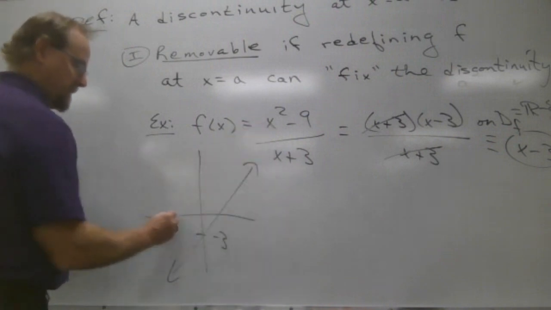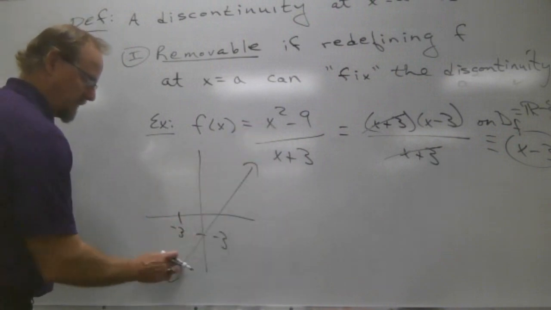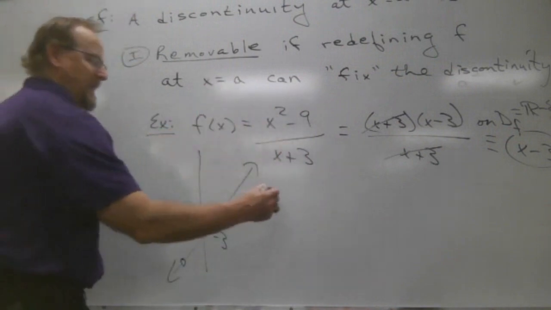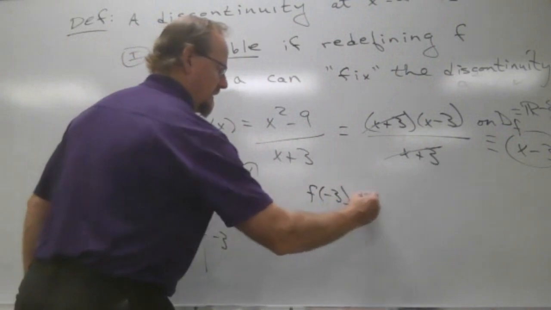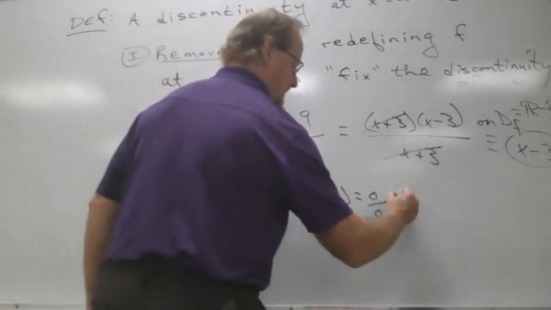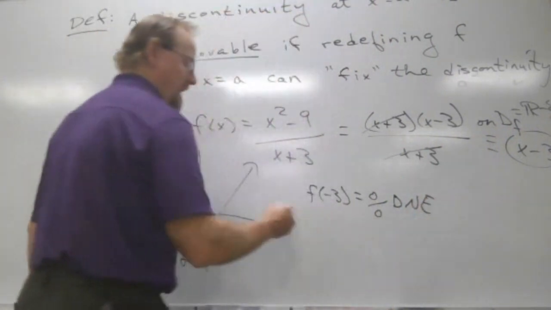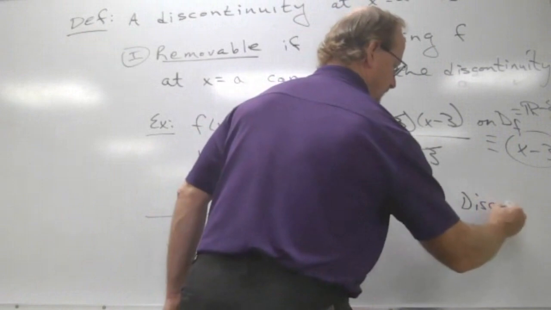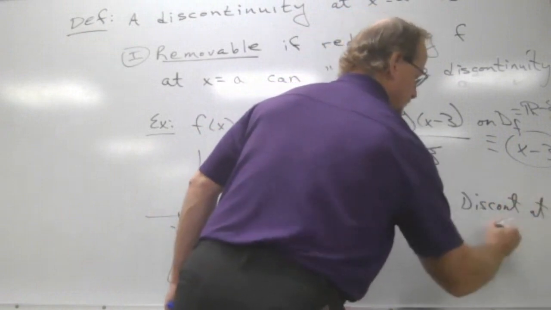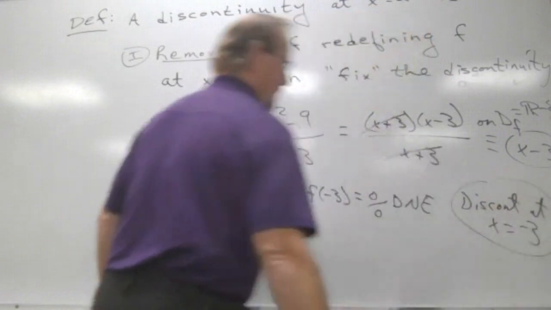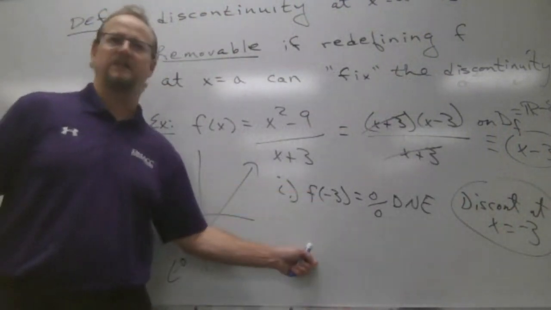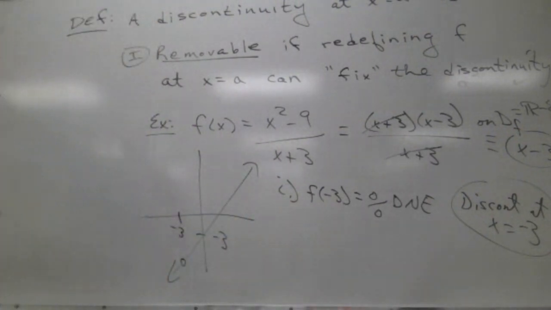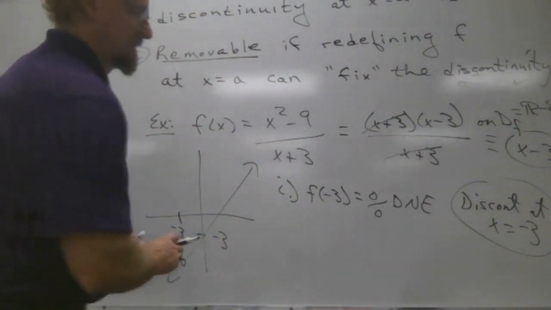We already graphed this. If you plug in 0, you get -3. Where do I have a problem? When x equals -3. If I plug in f of -3, I get 0 over 0, which does not exist. So the first bullet point fails, and it's discontinuous at x equals -3. To show continuity, we have the three bullet points: f of a exists, the limit as x approaches a from both sides of f of x exists, and they're equal.